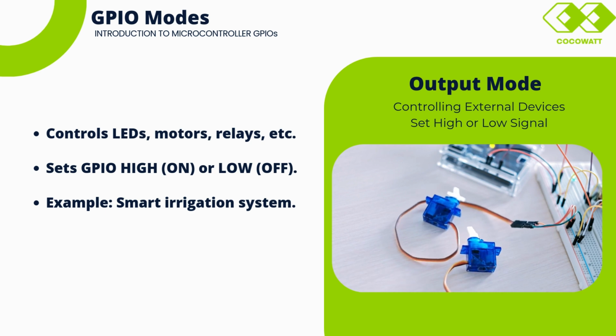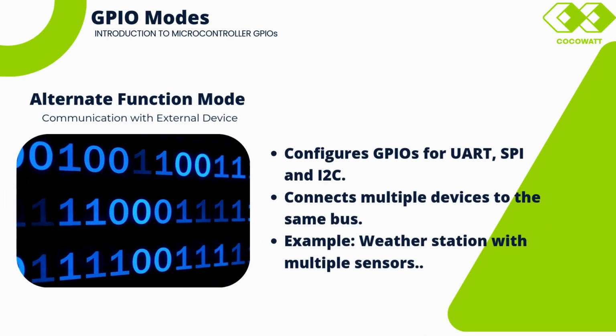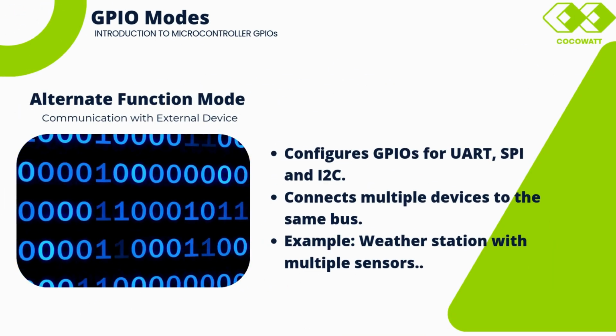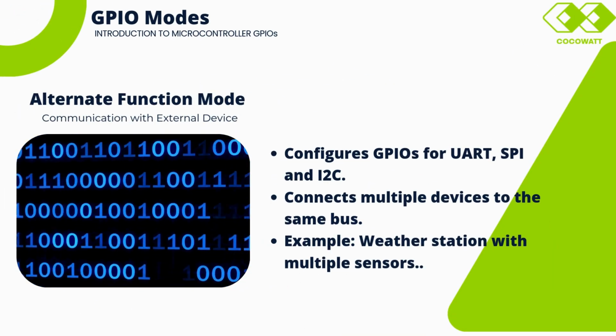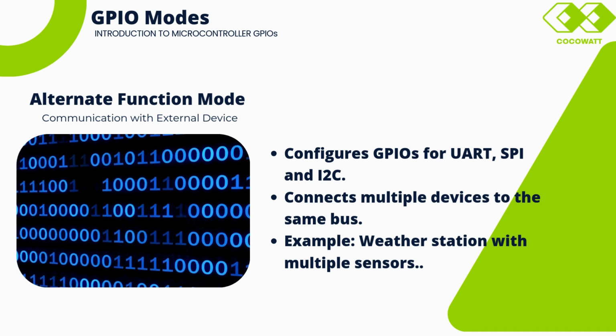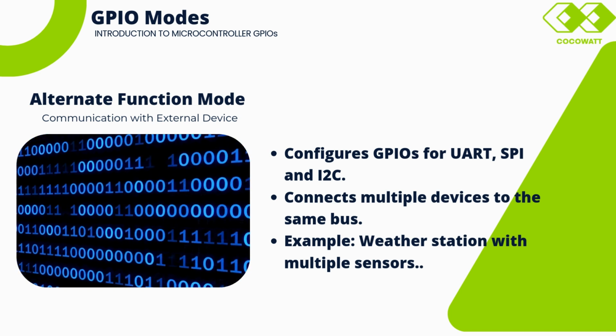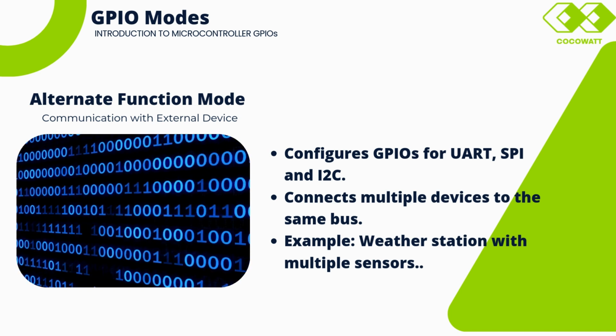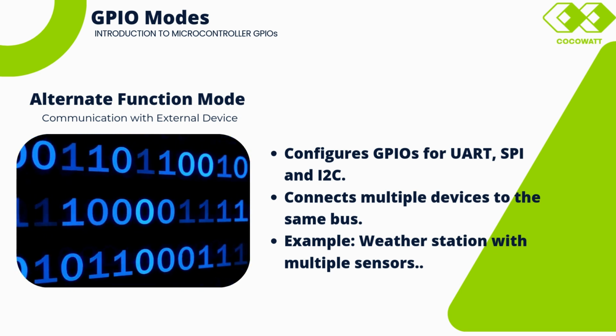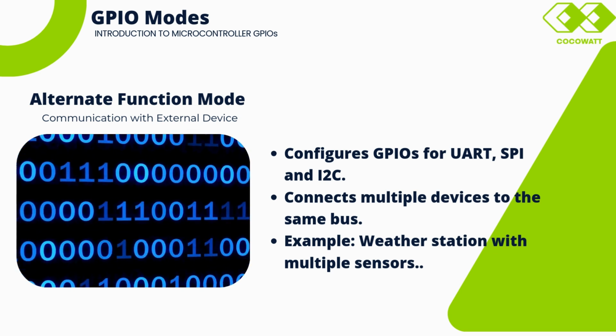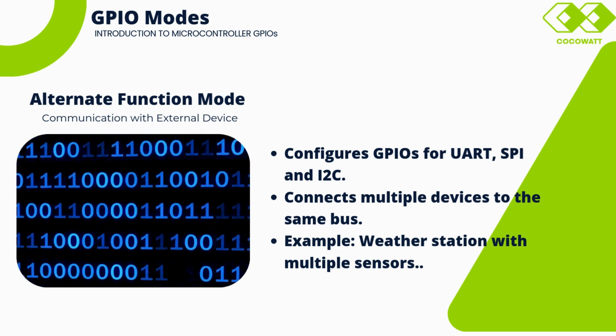The pump stops when the GPIO is low. Alternate function mode. Many GPIO pins can also serve multiple purposes. Instead of just acting as a simple input or output, they can be configured for special functions such as communication protocols. Imagine you are building a weather station.